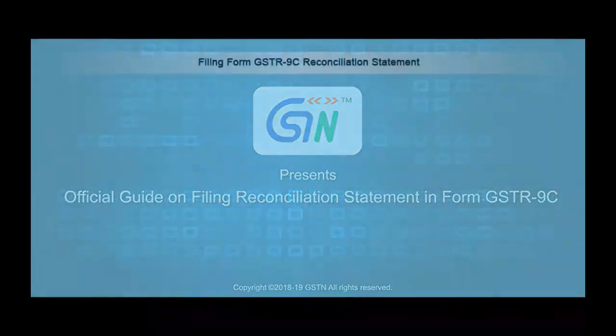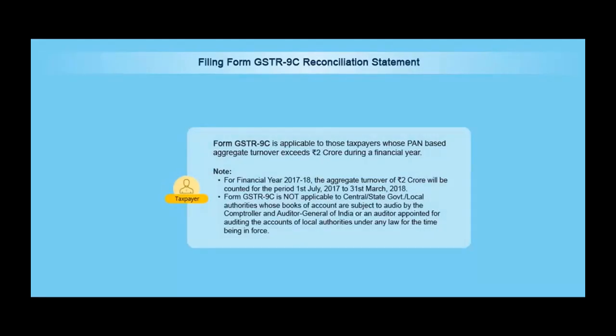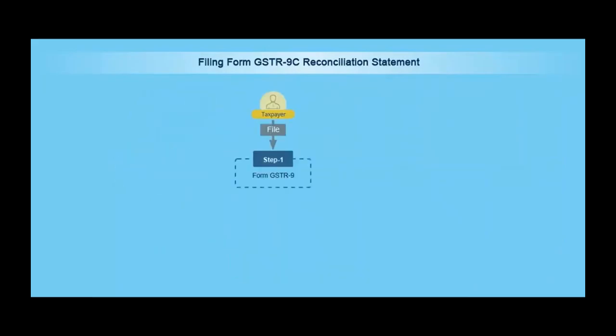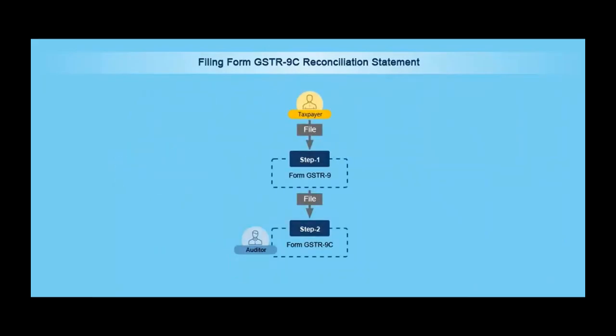Form GSTR 9C is a reconciliation statement which is to be filed by the taxpayers whose PAN-based aggregate turnover exceeds rupees 2 crores during a financial year. All such taxpayers are first required to file Form GSTR 9 and then file Form GSTR 9C prepared by the auditor along with a copy of audited annual accounts and annual financial statements. In this video, let's see how you can file Form GSTR 9C on the GST portal.